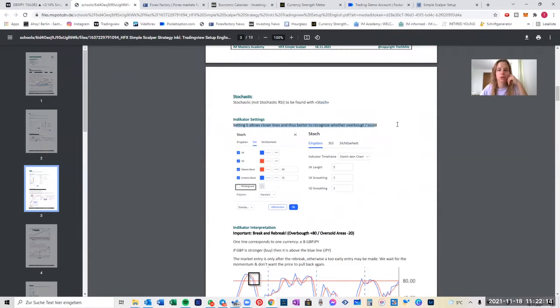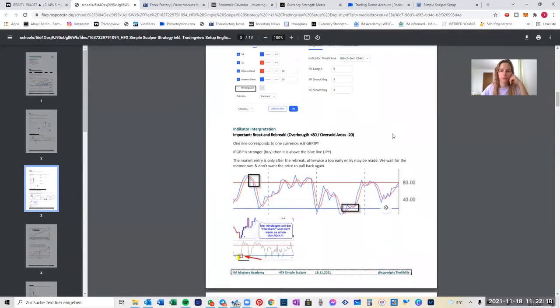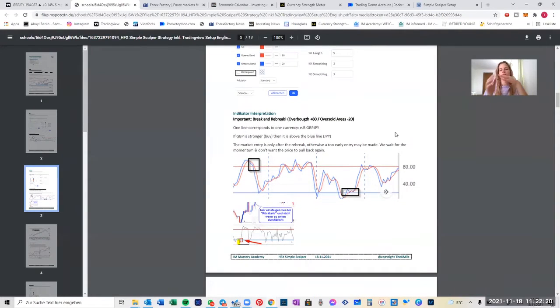Setting 5 allows closer lines and is better to recognize overbought and oversold. So the lines are a little bit further. Here you also have the break and re-break rule at 80 and 20. So every line of these two is a currency pair, like GBP JPY. If GBP is less strong, it's the red line. So like here, like we see here.